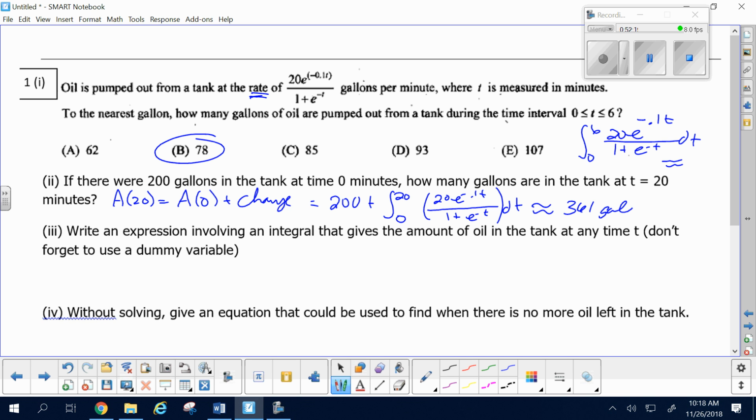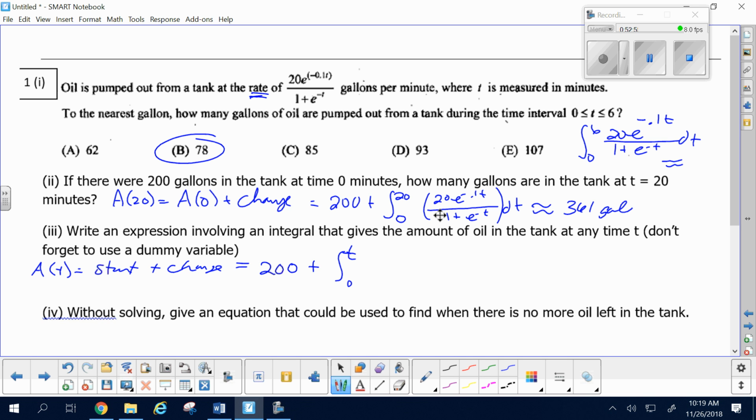Write an expression involving an integral that gives the amount of oil in the tank at any time t. Don't get to use the dummy variable, right? So again, the amount at any time t is the start plus the change. The starting amount is, is that varying or always the same? That's 200, okay? But the change depends on the time frame, from 0 to when. And the when is variable, or t. So we're going to go from 0 up to any time t.